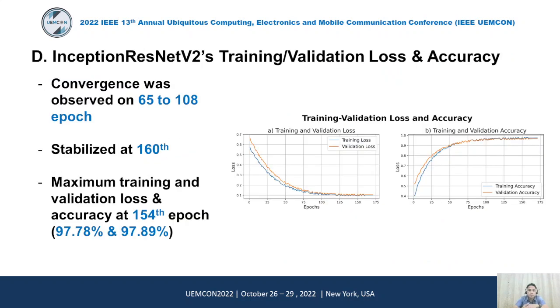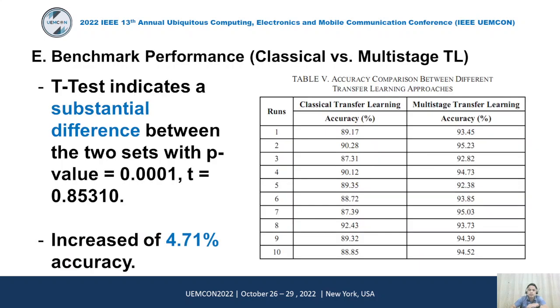For the Inception ResNet training and validation loss and accuracy, we see the convergence from 65 to 100 epochs, and we see stabilization at the 160th. That's why the maximum epoch we provide is 160. And also at the 154th epoch, it achieves the highest accuracy of 97.78 and 97.89 respectively.